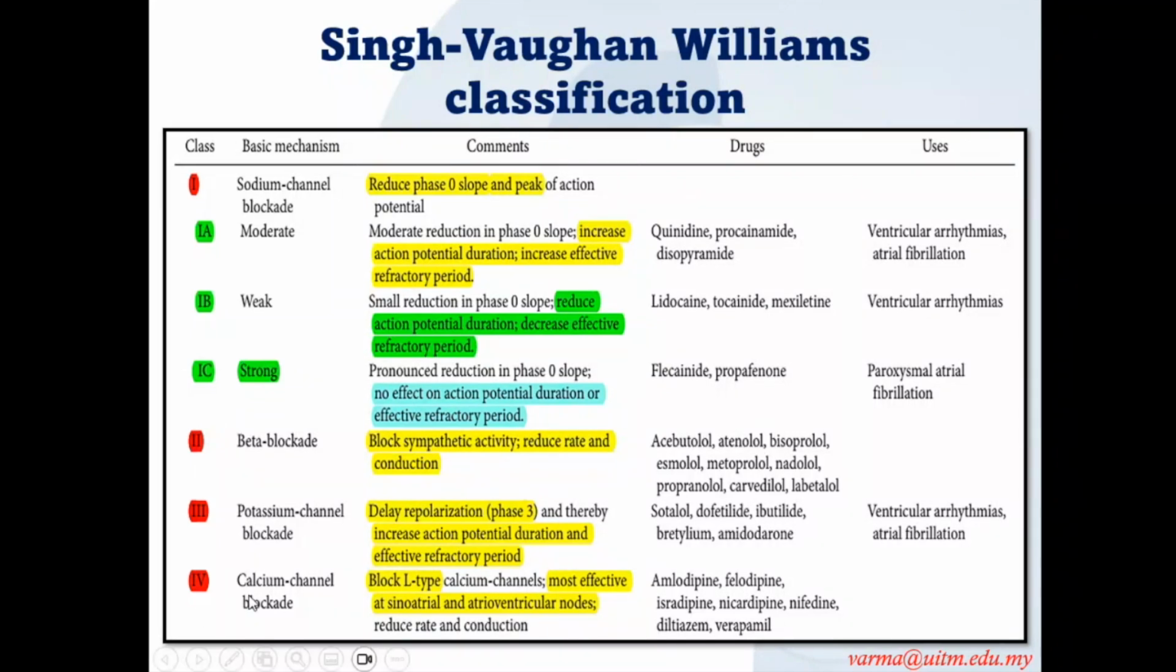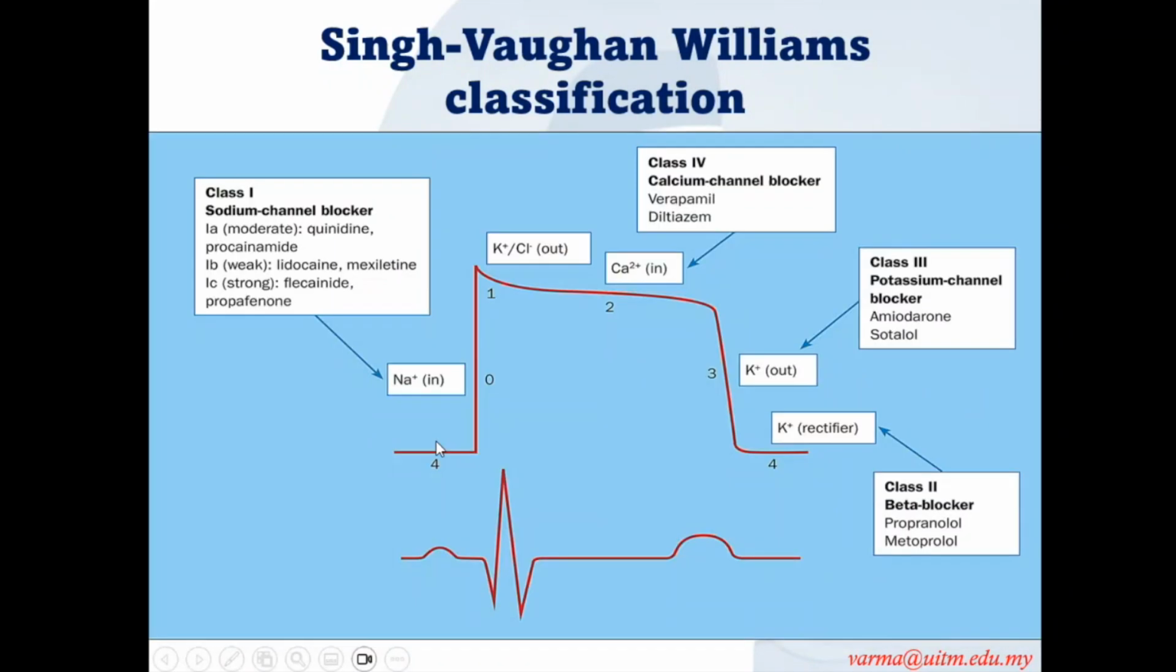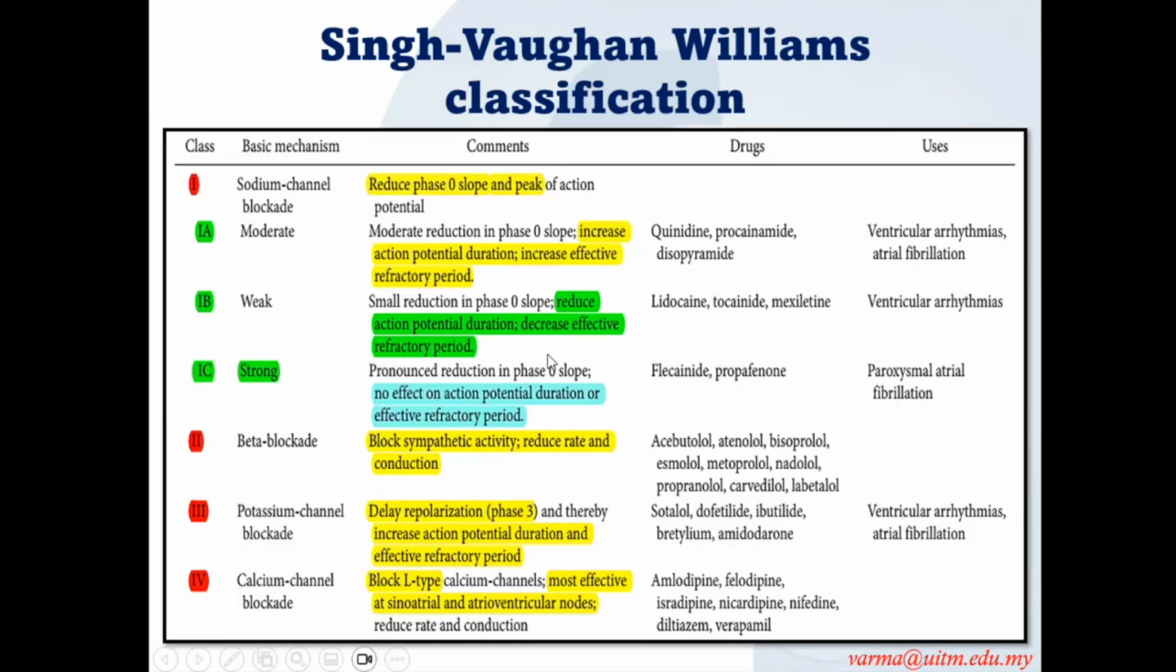Okay. Finally, calcium channel blockade. What they do is block this slow calcium channel. They are most effective at the sinoatrial and atrioventricular nodes. They reduce rate and conduction, same as beta blockade, because we know calcium is sympathomimetic, same as beta agonism. When you block it, you're blocking sympathetic activity, so you're reducing chronotropy and dromotropy. Chronotropy is the heart rate.